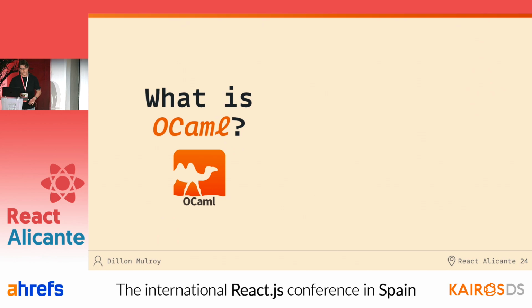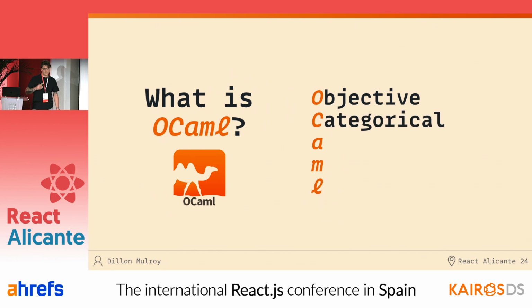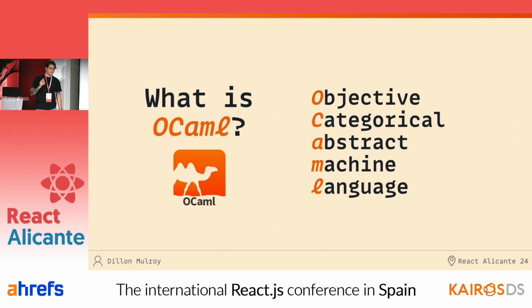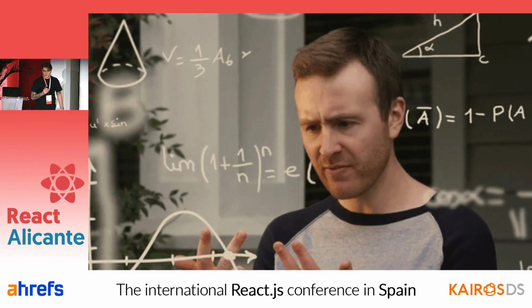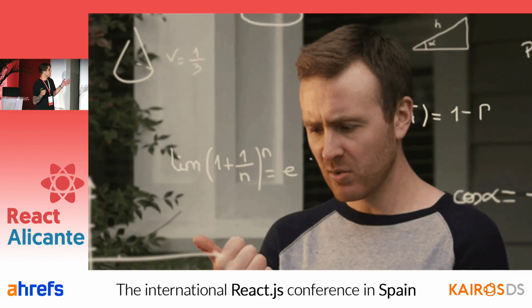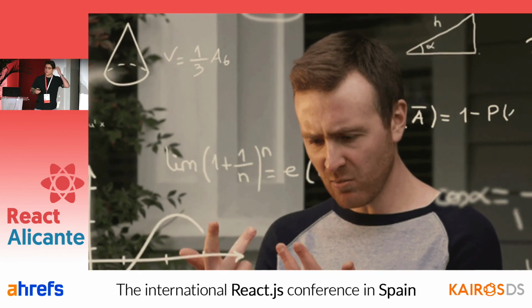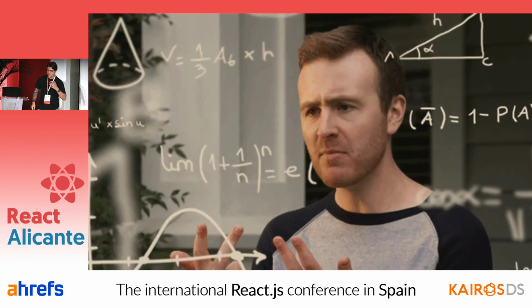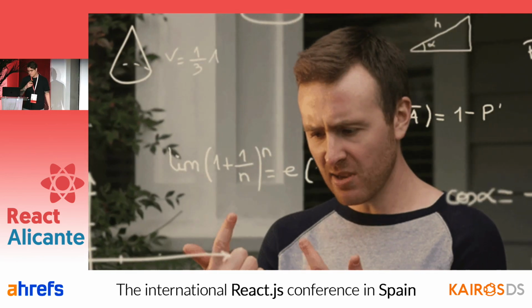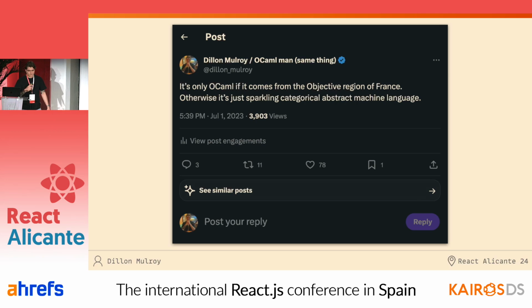So what is OCaml? OCaml is actually an acronym, and it stands for Objective, Categorical, Abstract, Machine Language. And if you're anything like me, I know what those words all mean individually, but together, no idea. I do not have a background in type theory or category theory or even a strong background in mathematics. That being said, the last time I did think about what that meant, I was shitposting on Twitter. It's only OCaml if it comes from the Objective region of France. Otherwise, it's just sparkling Categorical Abstract Machine Language.